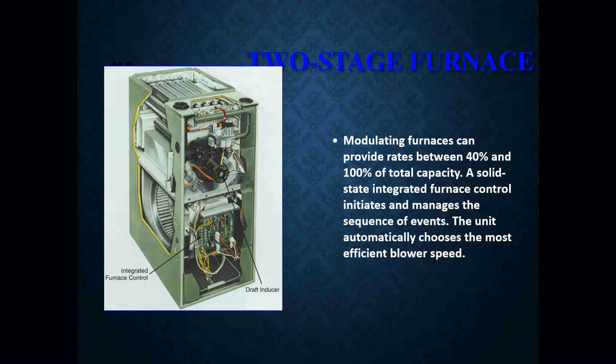These types of furnaces provide a rating anywhere between 40% and 100% of its total capacity. A solid-state integrated furnace control initiates and manages the sequence of operation. The unit automatically chooses the most efficient blower motor. Most of your 2-stage furnaces today will have a circuit board on there that will modulate your blower and your gas valve. Depending on the amount of heat needed in the space, your gas valve will either open more or close, and your blower motor will either ramp up in RPMs or slow down.